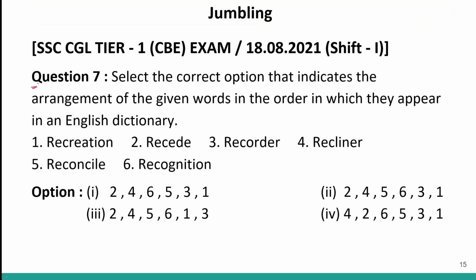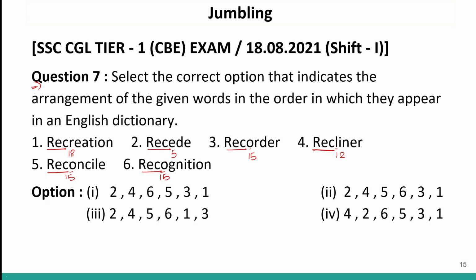Now, question number 7. 6 words given to us: recreation, recede, recorder, recliner, reconcile and recognition. So I can see REC is common in all. So we'll move on to the next letter after REC. Over here we have R, which is 18. Over here we have E, which is 5. O, which is 15. L, which is 12. O, which is again 15. And O, which is 15.